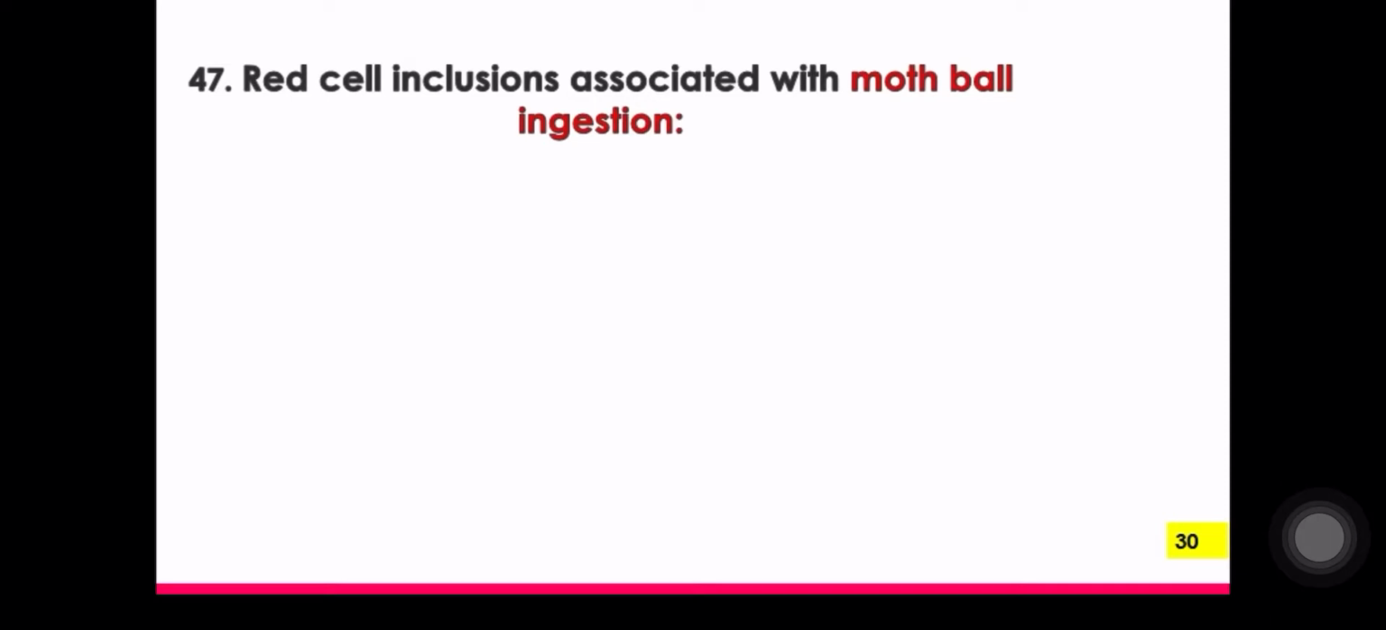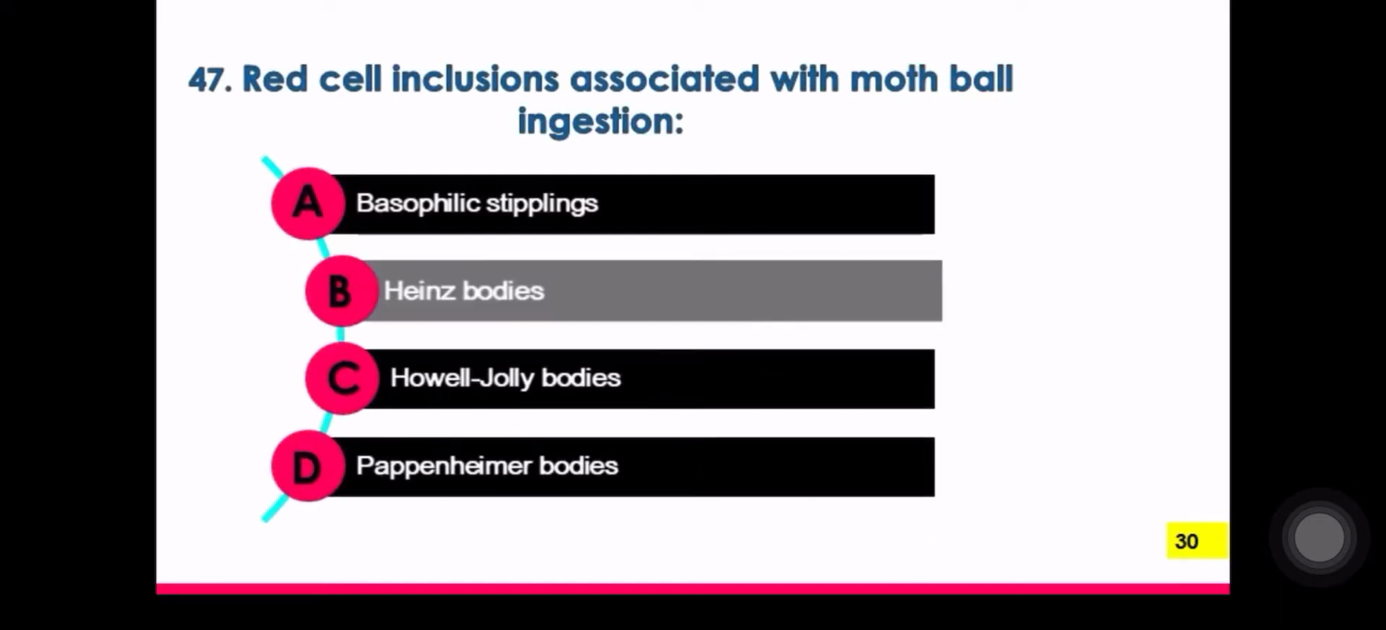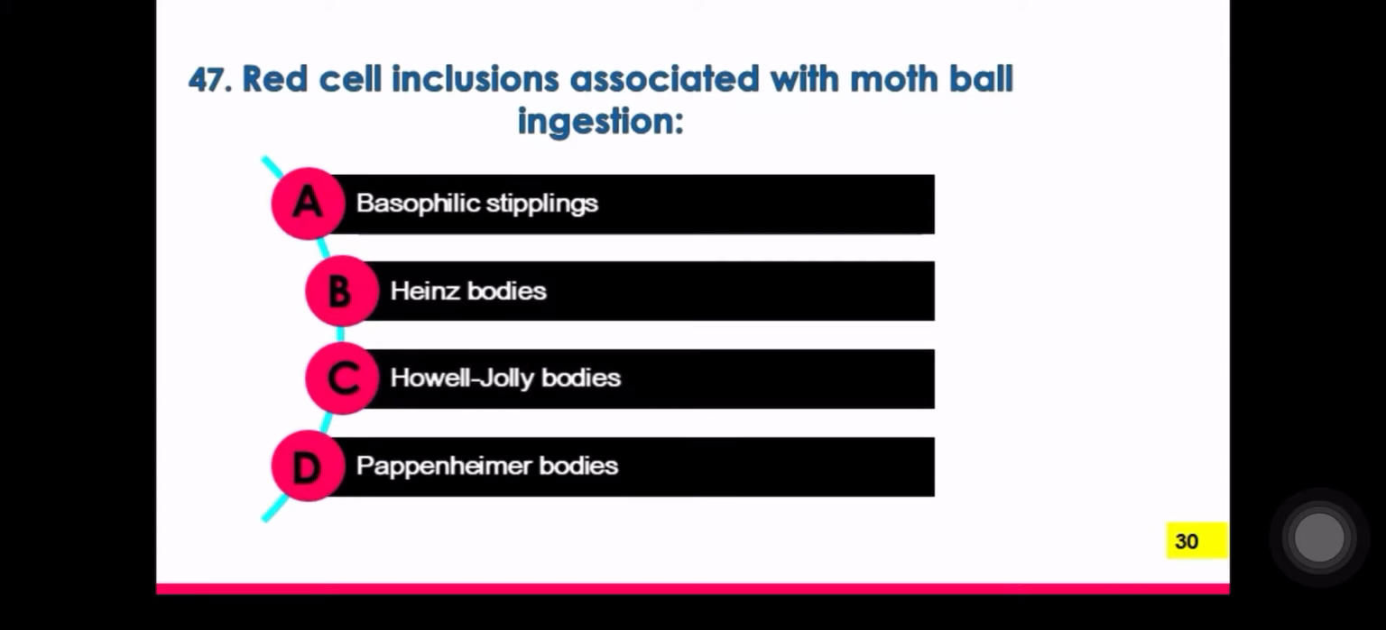Number 47, red cell inclusions associated with mothball or naphthalene ball ingestion. Is it letter A, basophilic stippling, letter B, Heinz bodies, C, Howell-Jolly bodies, or D, Pappenheimer bodies? Again, red cell inclusions associated with mothball ingestion. What is our answer? We have letter B, Heinz bodies.